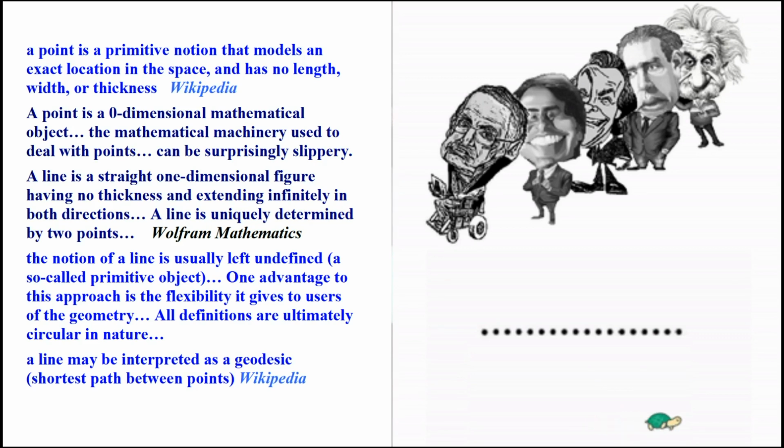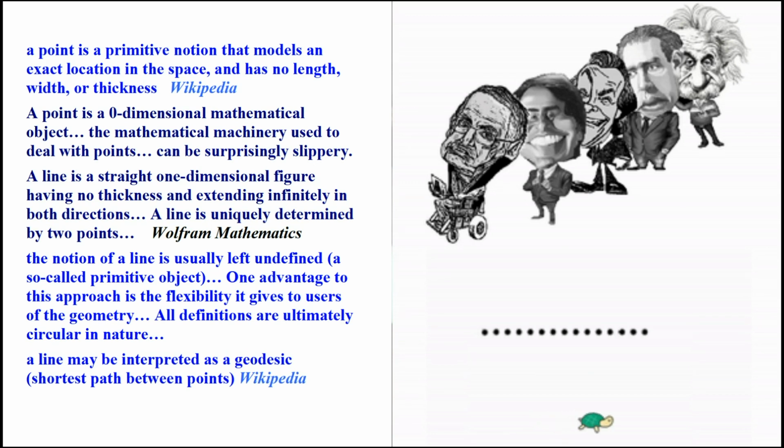They continue, it says the notion of a line is usually left undefined. Oh, a so-called primitive object. Why do they leave it undefined? Why don't they define it so we know what they're talking about? Why don't they say, well, we're talking about location, and this is the definition of the word location? Why don't they do that? Simple. One advantage to this approach is the flexibility it gives to users of the geometry. No kidding.